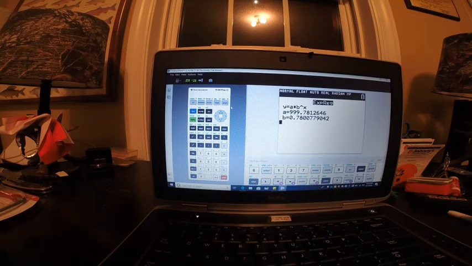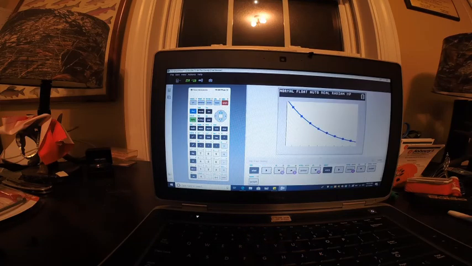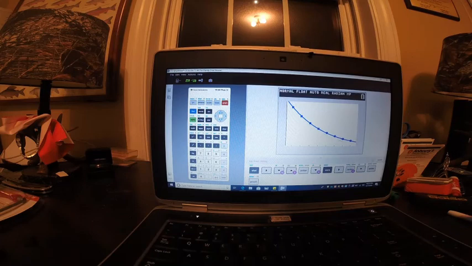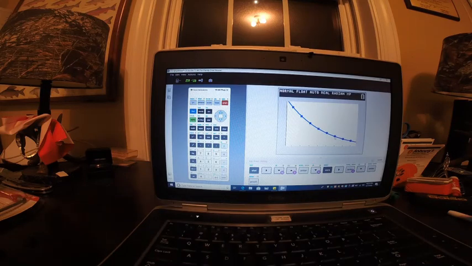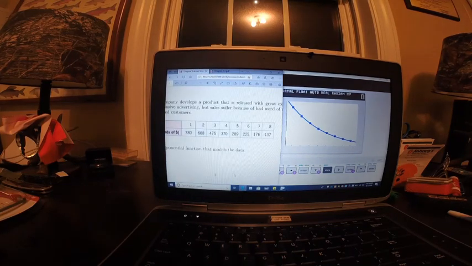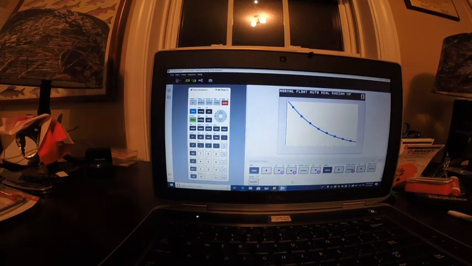If I want to see how well that fits, I'm going to hit graph, and it fits really, really well. It almost looks like it fits perfect. If it doesn't fit perfect, it's very, very close. Okay, so the answer to part A on question number 2 would be that function that you found.